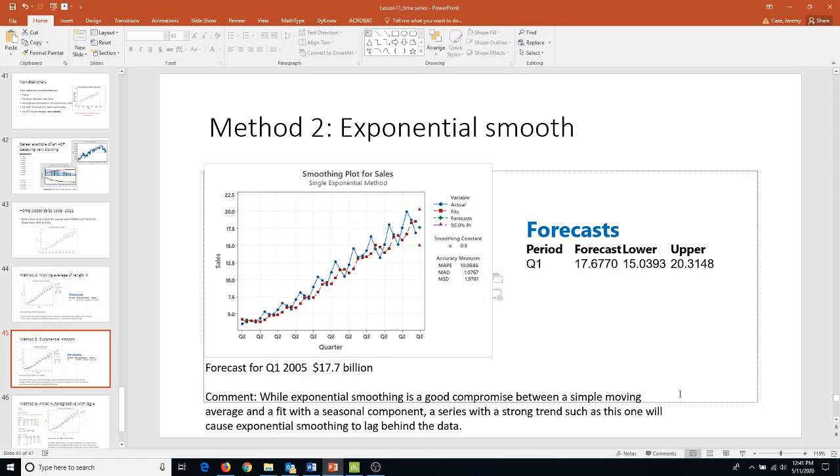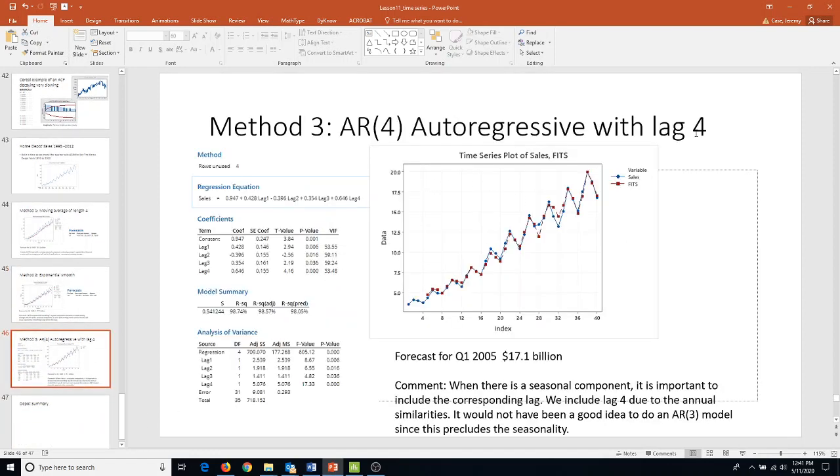A series with a strong trend such as this one will cause exponential smoothing to lag behind the data because there will always be a big jump. With a strong trend as it's going up, it'll always fall behind. And then you could do an autoregressive with lag 4. Here we fit the model with 4 lags, and then we could put it into our regression equation. I just went ahead and did an AR regression, and I get 17.1.